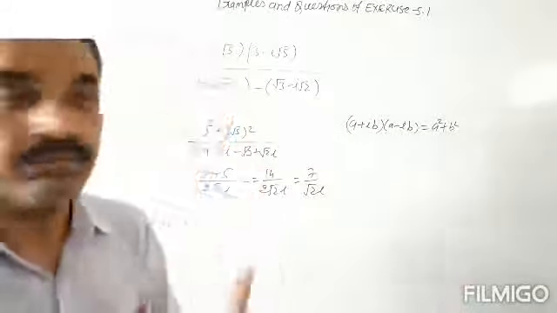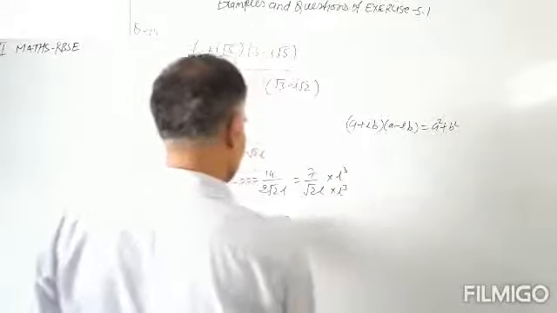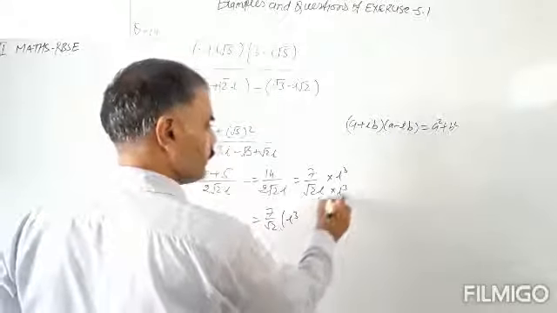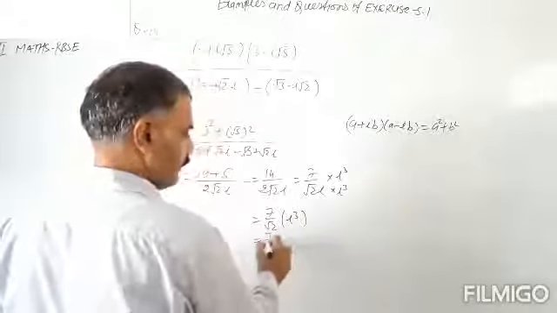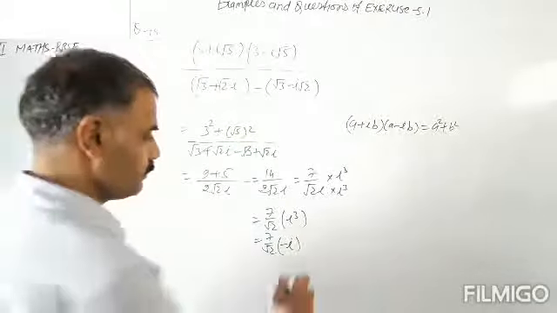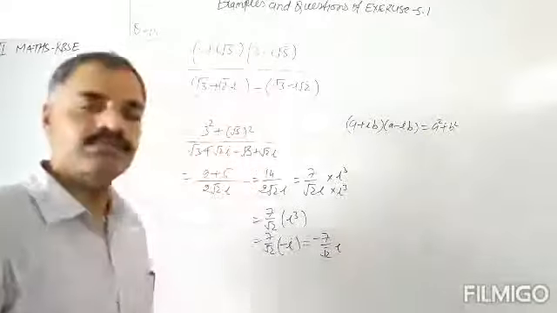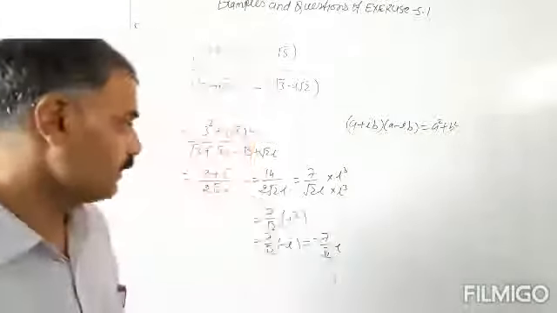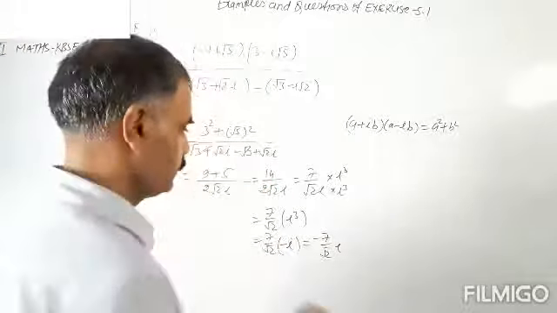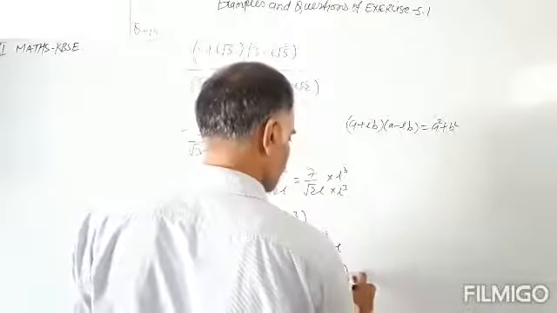Okay, now multiplying with iota to the power 3. That equals 7 upon under root 2 iota to the power 3 upon iota to the power 4, that is 1. 7 upon under root 2 into iota to the power 3 equals minus iota. So this is equal to minus 7 upon under root 2 iota. Now this can be put in the form of a plus iota b. So this is equal to 0 plus minus 7 upon under root 2 iota.